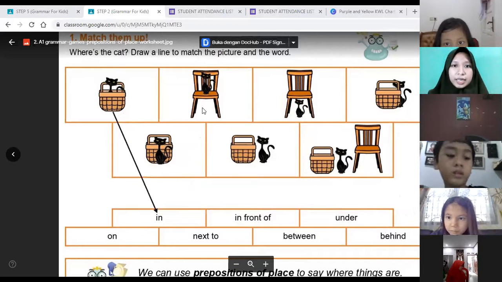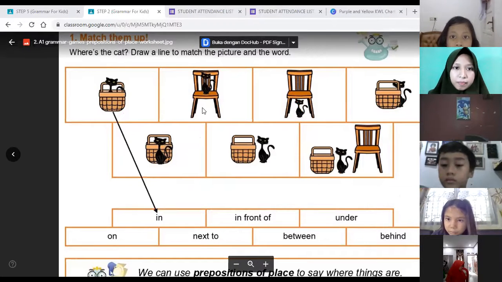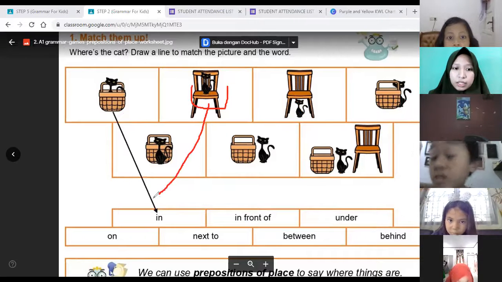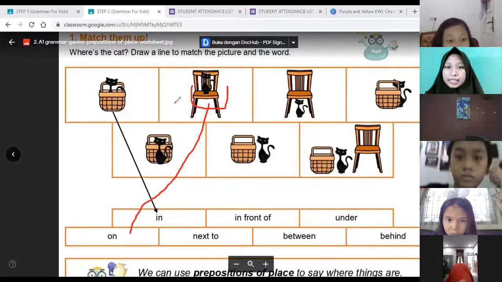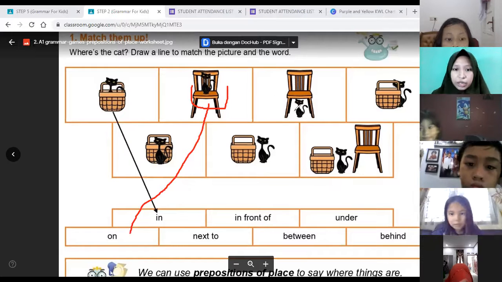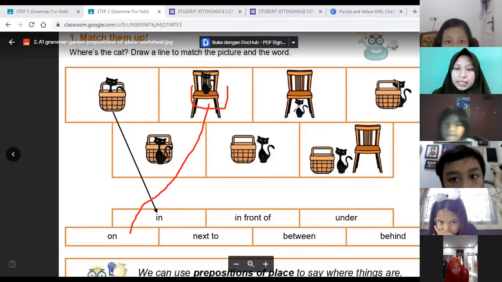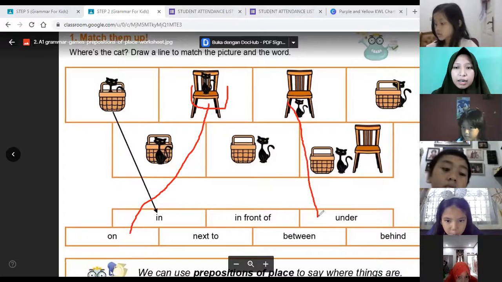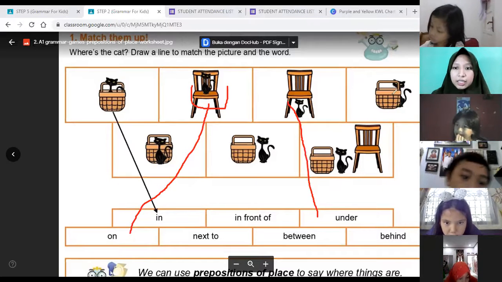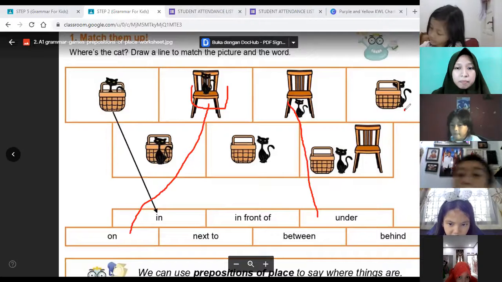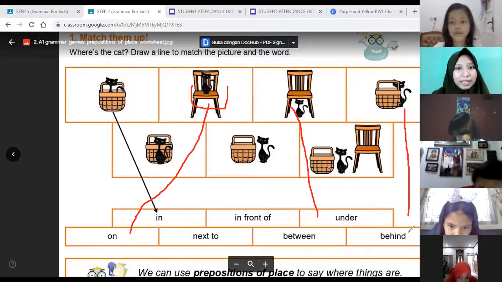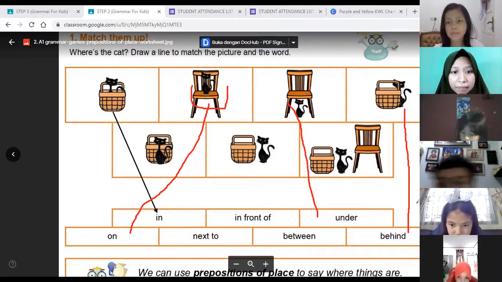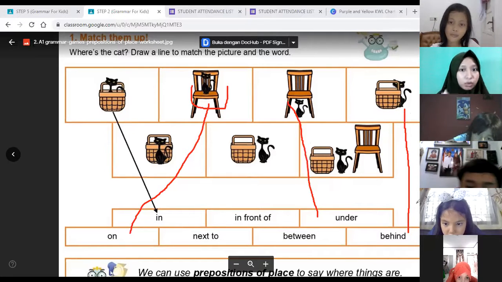Everyone, let's see here. This one. The cat is on the chair. And this one, under the chair. Okay. And the next, this one? Behind the chair. Behind. What is behind, everyone? Di belakang. Okay.